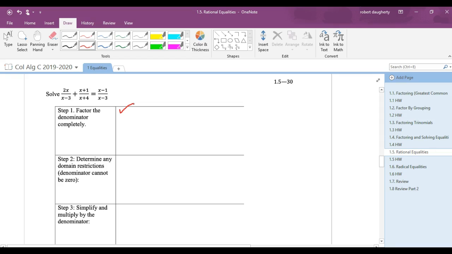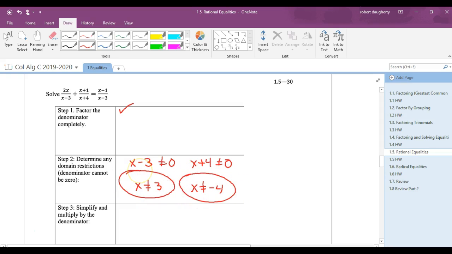Now let's determine what the restrictions are. What are the restrictions here? Yeah, x minus 3 can't be 0, and x plus 4 cannot be 0. This translates to x cannot be 3, or x cannot be negative 4. So these are my two exclusions, or domain restrictions, okay?